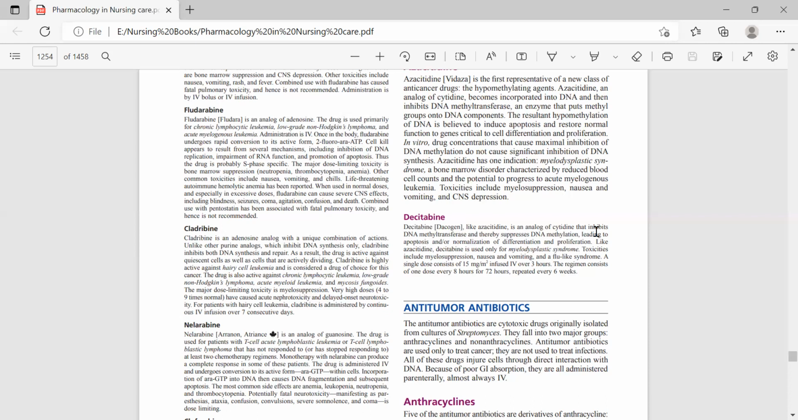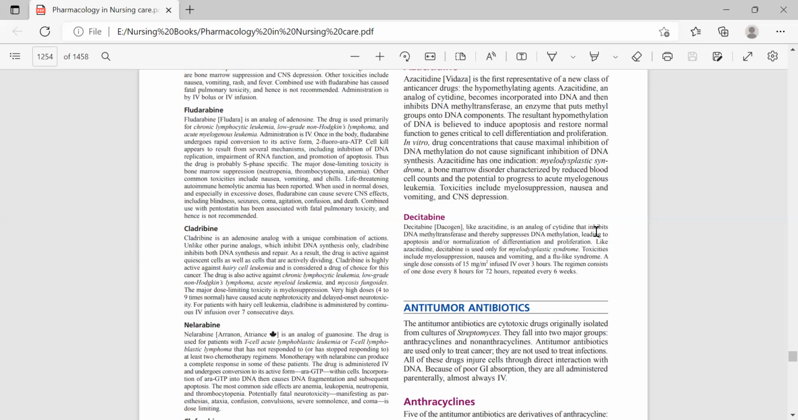Cladribine is another adenosine analog, and unique in its action. Unlike other purine analogs that inhibit DNA synthesis, cladribine inhibits both DNA synthesis and repair. So the drug is active against quiescent cells as well as cells that are actively dividing. Cladribine is highly active against hairy cell leukemia and considered the drug of choice for this cancer.